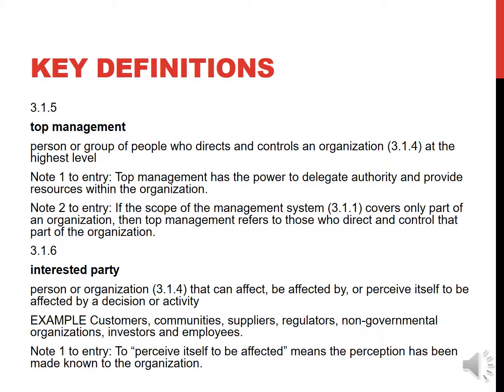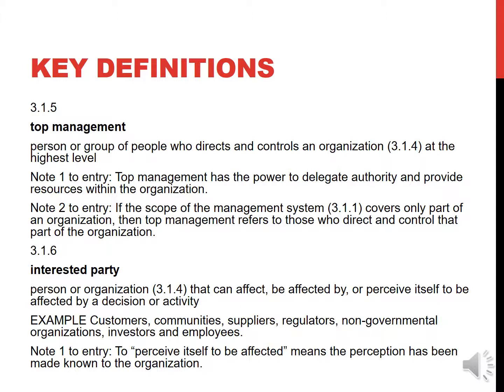Interested parties are persons or organizations that can affect, be affected by, or perceive themselves to be affected by a decision or activity. So the key here is the word affect. As we saw in our systems diagram earlier, this is in the realm of influence. Influence works both ways. So the person or organization can affect the EMS, can be affected by the EMS, or even just perceive itself to be affected by it. So we're dealing with both measurable influence as well as perceptions of influence.